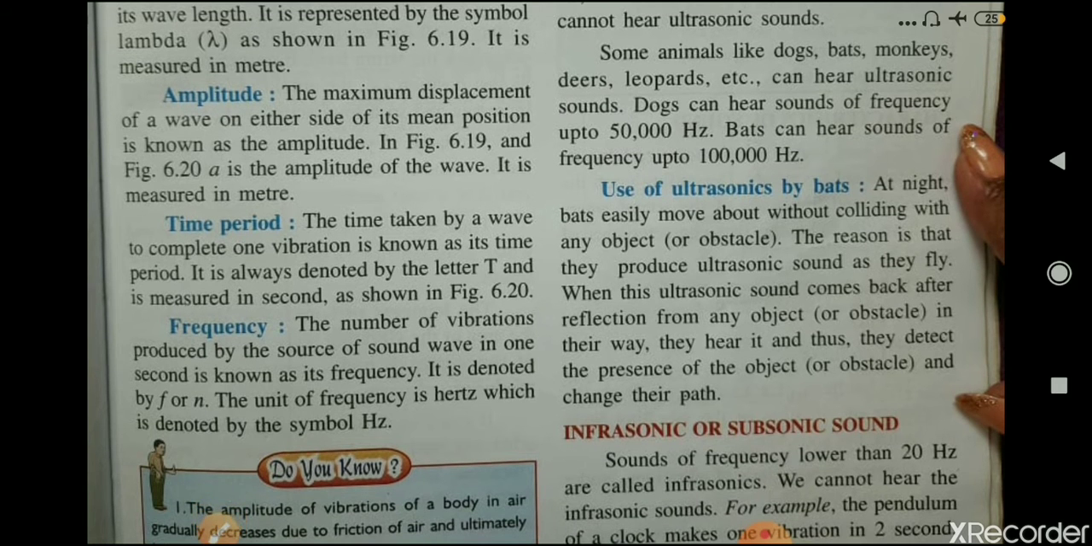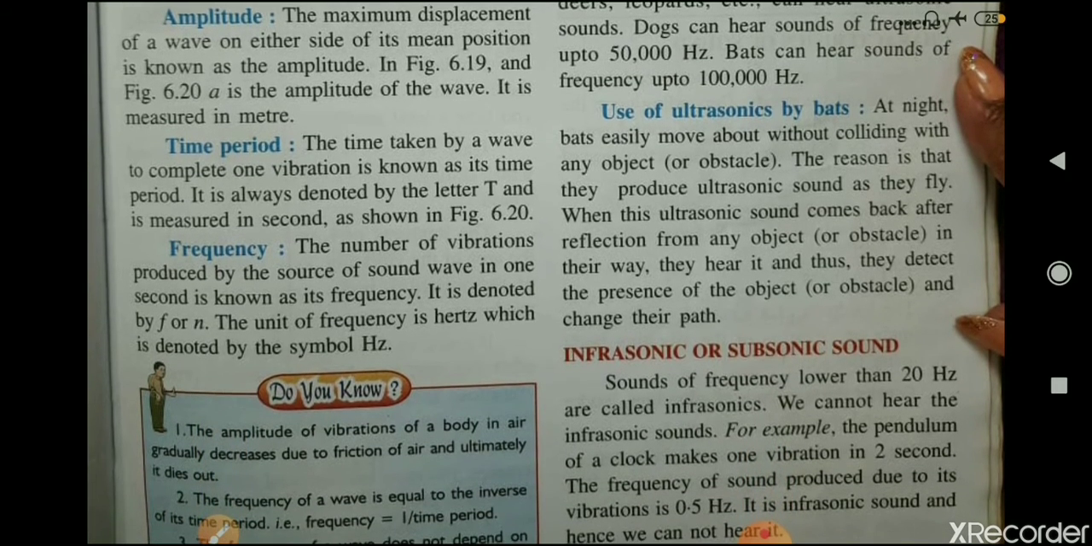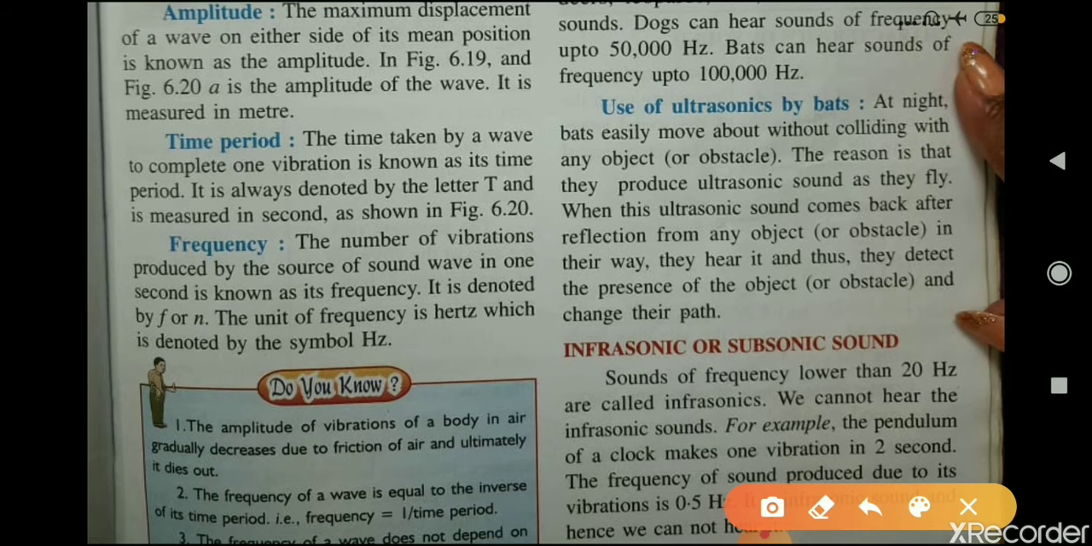Okay, use of ultrasonics by bats. At night, bats easily move without colliding with any object. Why? Because they produce ultrasonic sound as they fly, and when this ultrasonic sound comes back after reflection from any object or obstacle in their way, they hear it and thus detect the presence of the object and change their path. This means bats detect the presence of the object by those reflected ultrasonic sounds.